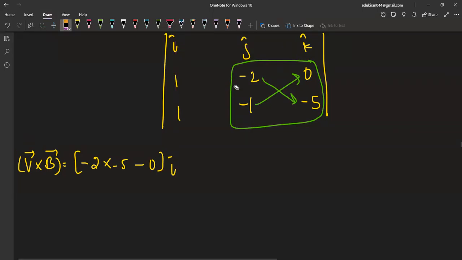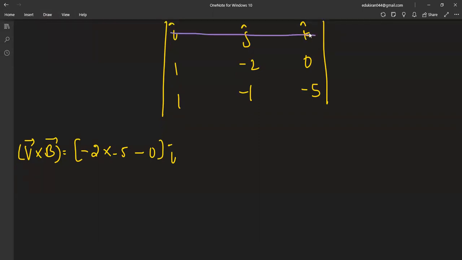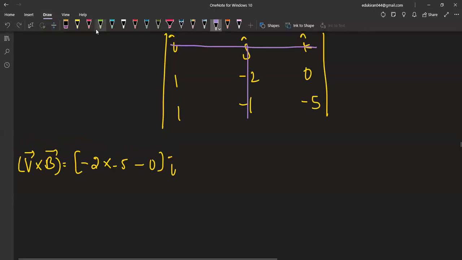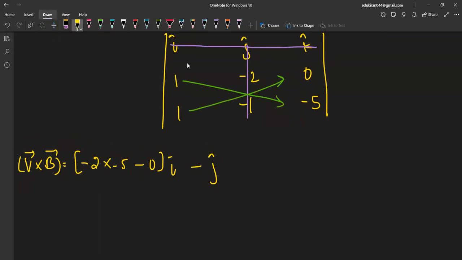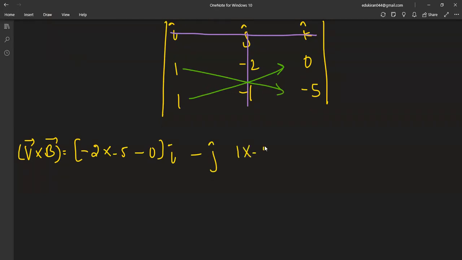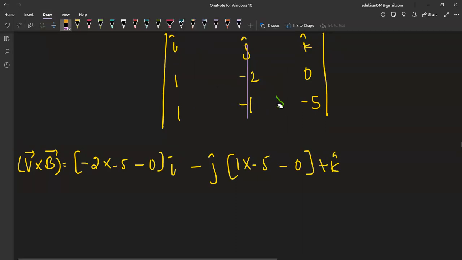Coming to J cap, what have we studied for J cap? For J cap also, you eliminate the entire row and column of J cap. But one thing that you do over here is put it as minus J cap, so that your answer becomes the same. Again, diagonally down, cross, diagonally up. So how will we write this? 1 into minus 5 minus 1 into 0. That is 0. Last is K cap, right? So K cap, we write it as plus only. For K cap also, we are going to do the same thing.